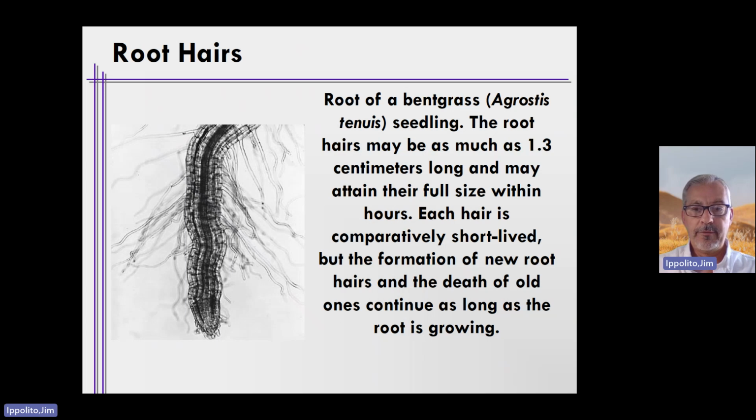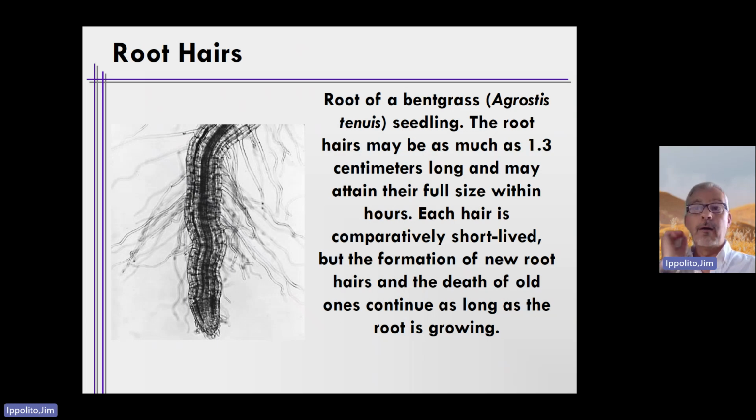Root hairs are relatively small, they're abundant, they're near the growing tip of the root itself. And because they're abundant and they're very small, they have a large surface area for absorption of nutrients and water. And we're going to come back to this theme of surface area again in one of the subsequent units.